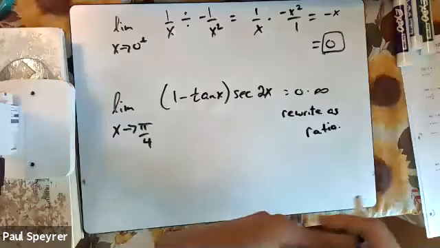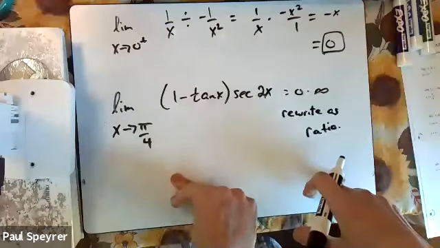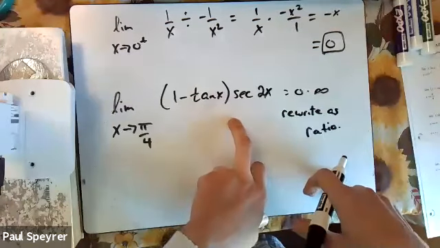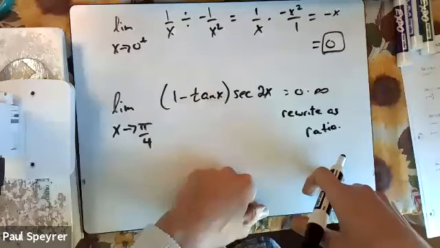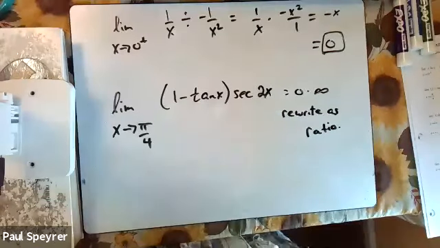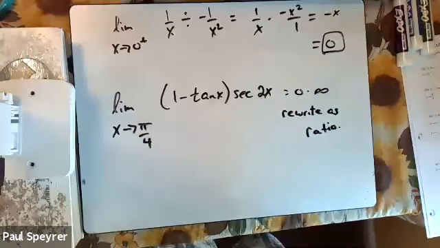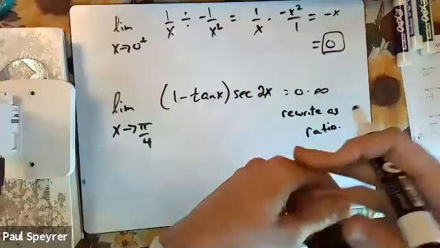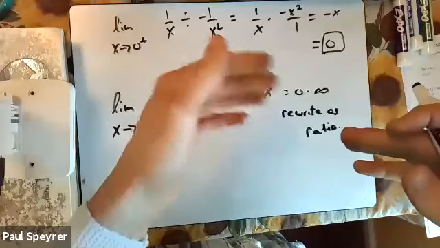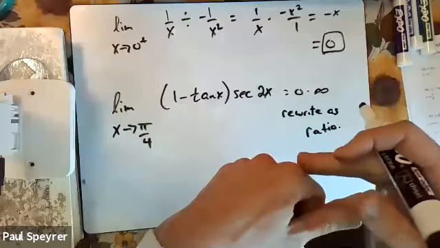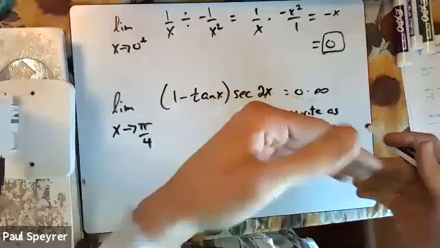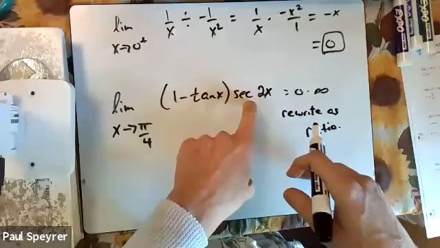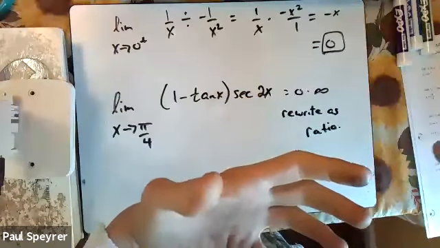Now you may be asking, which piece do I put on the bottom? Do I say secant of 2x divided by 1 over 1 minus tangent of x, or do I do it the reverse way? Well, it doesn't make a difference, but there are definitely ways where it's easier to work it out. Like in that first problem, it was easier for us to do ln of x divided by 1 over x, instead of x divided by 1 over ln of x. In this case, it's easier for me to flip this. And it kind of is already sort of flipped.